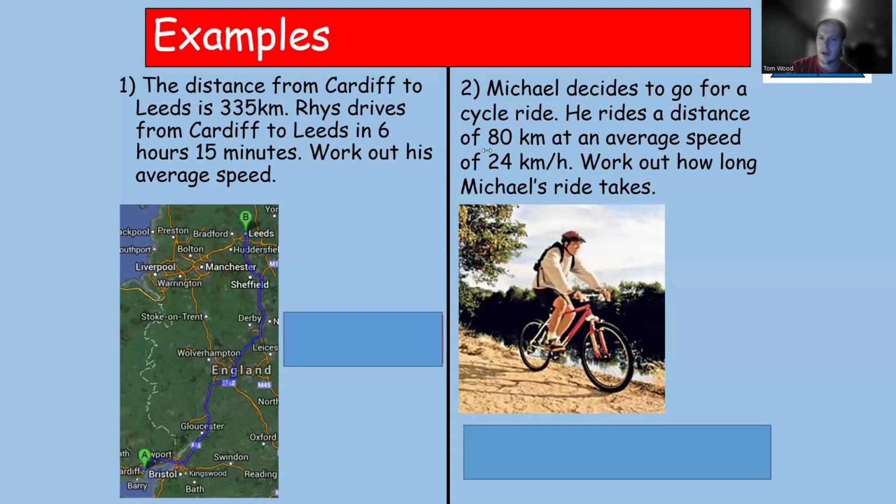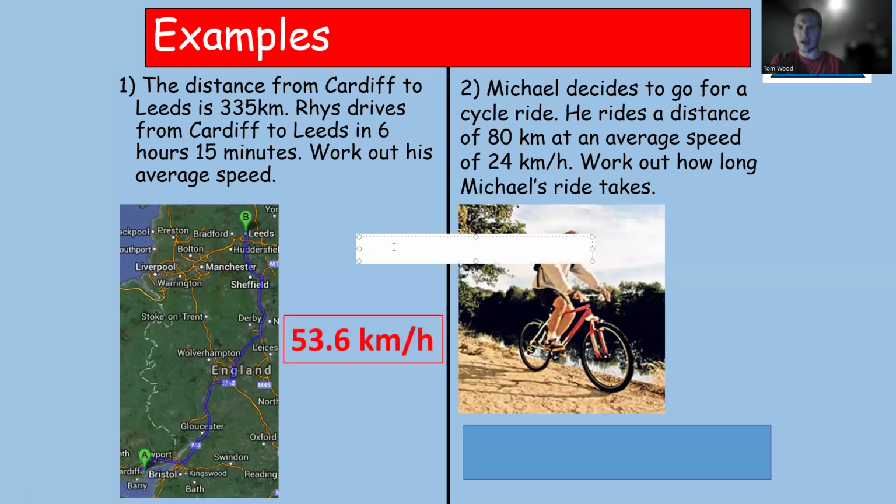So let's have a look at question 1 here then. For question 1, we should get 53.6 as our answer. Now, the reason for this, we are looking for an average speed.